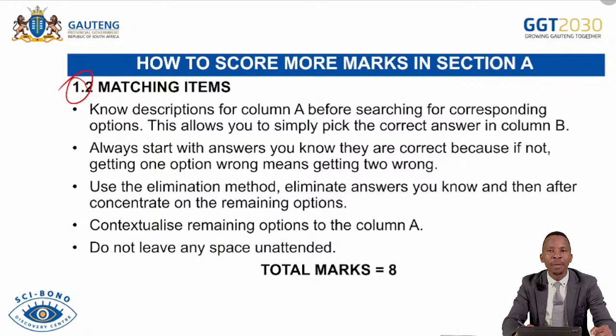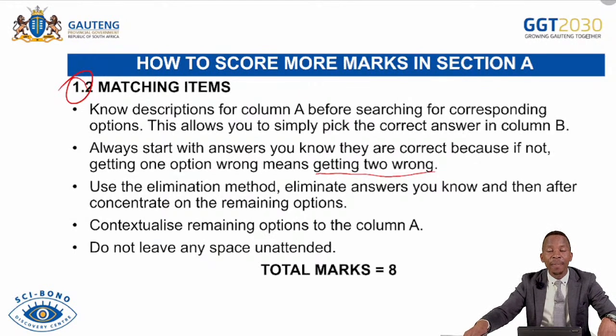If we talk of the elimination method, you need to start with what you know, and what you are not sure about, you can play around with at a later stage after completing what you know. Avoid guessing the answer without looking at answers that you already know. Always start with the answers you know are correct, because if not, getting one option wrong means getting two options wrong. You might be unlucky and choose the option that belongs to a particular answer. In that case, you will find yourself wrong in two in one.